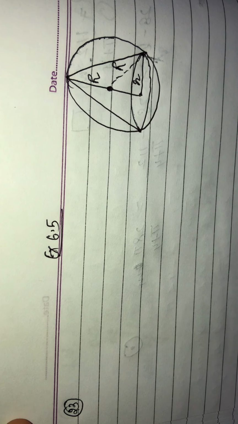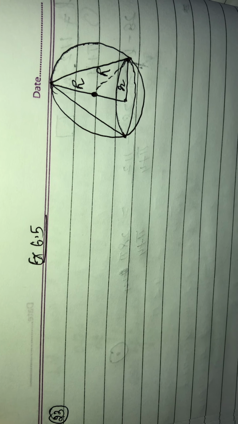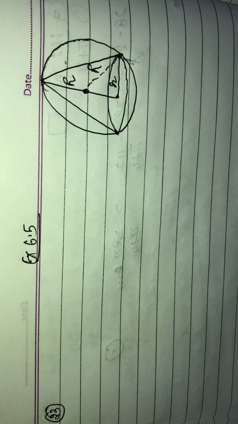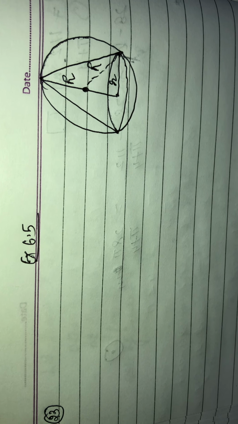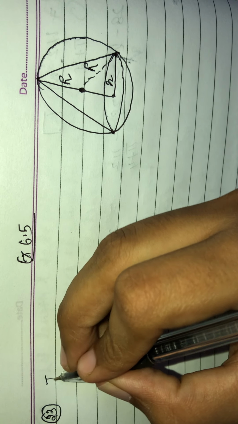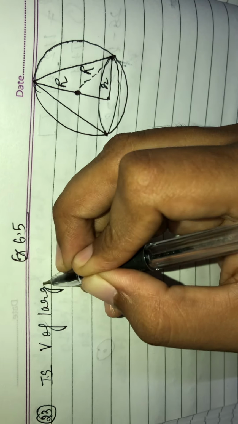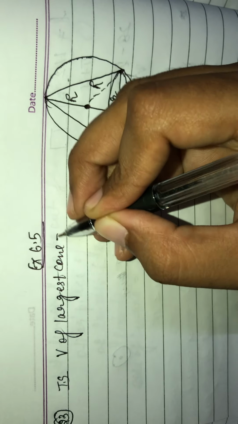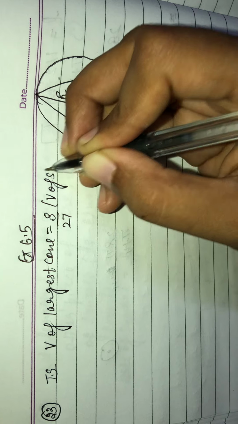In question number 23, exercise 6.5, they are saying prove that the volume of the largest cone that can be inscribed in a sphere of radius capital R is 8 by 27 of the volume of the sphere. So we need to show that the volume of the largest cone is equivalent to 8 by 27 of the volume of the sphere.